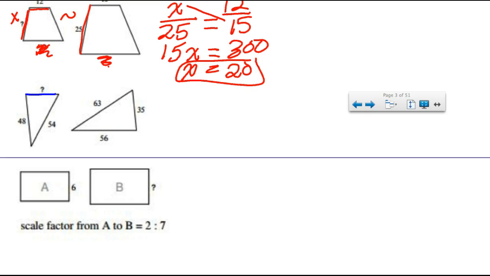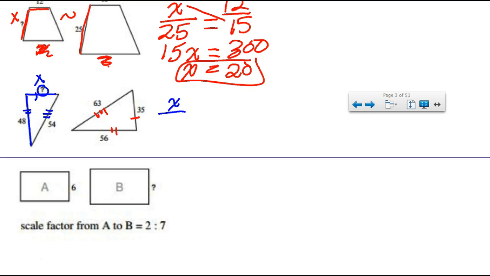So we've got question mark over here. Who corresponds to question mark? Well, it's the shortest side. This is the next shortest side. I like to dash them sometimes so I can see it. So I've got a short, a medium, a long. I've got a short, a medium, and a long. And I'm going to set up a proportion that'll help me find short. And I'm going to call short x.